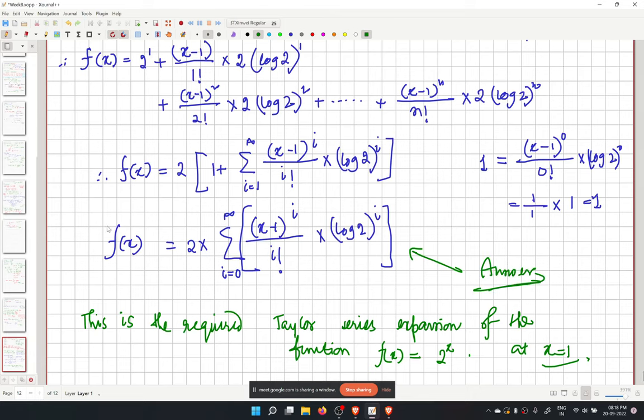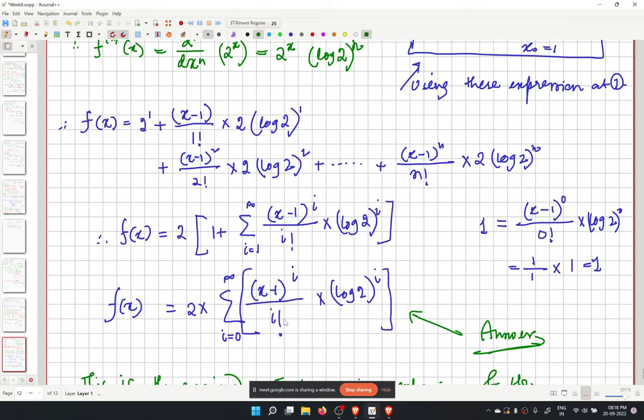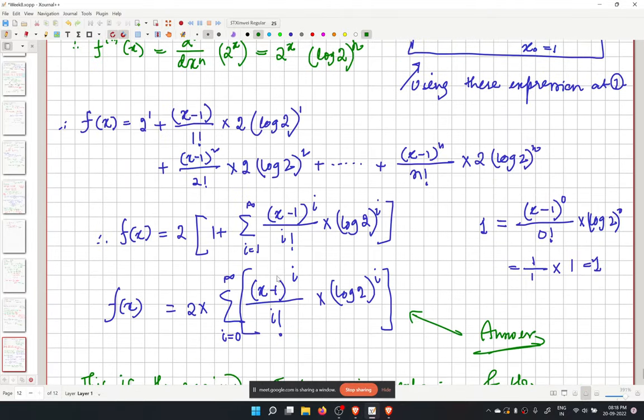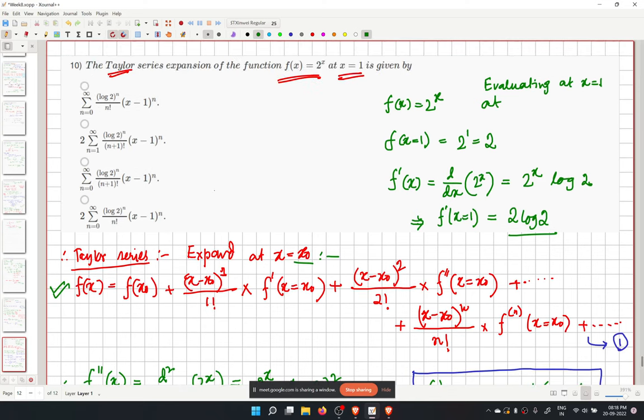Now let us check the options which are given, and here the index is different. So we have used i and they have used n in the options. So these are dummy indices, so this does not matter. So you will see that the last option here is the correct option.